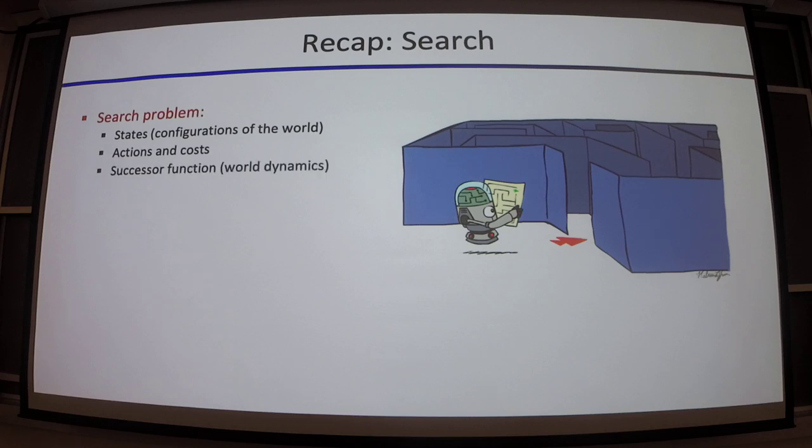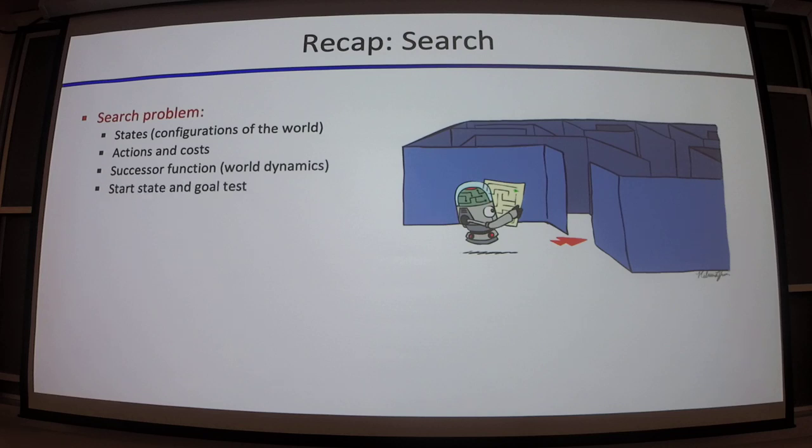We also have a successor function. This is where you're encoding the dynamics of the world. And so this takes some state, action pair, and the cost, which is part of the action, and provides you with the subsequent state. So where do you end up if you start in one state and apply some action?